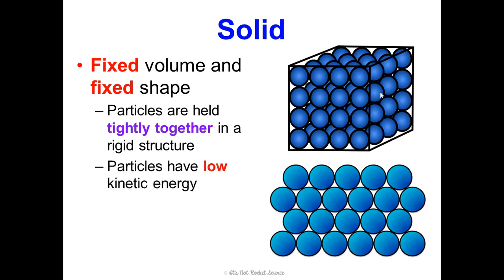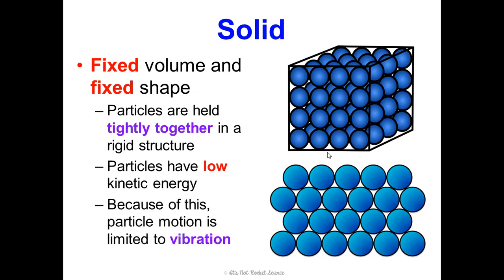At this state, particles have very low kinetic energy. So this should all go underneath the fixed volume and fixed shape part that you just wrote down. So particles have very low kinetic energy because they are held so tightly together. They'd have low kinetic energy, meaning that they're not moving very much. Because of this, the particle motion is limited to, as I said before, vibration.